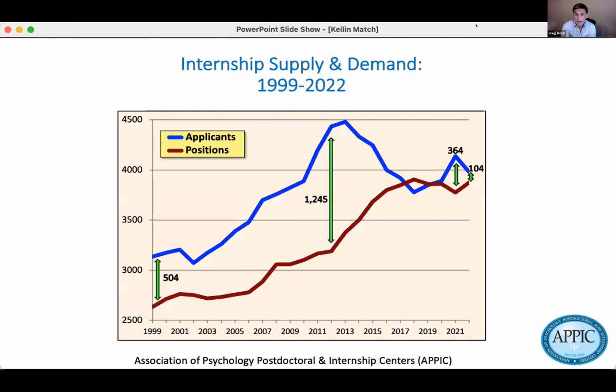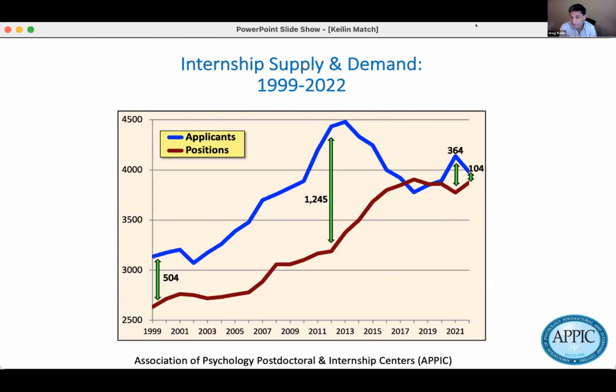Okay, moving on. I want to talk to you just a little bit about supply and demand. I'm sure all of you have heard about this. This graph is a 24-year history, all 24 years of the match. The blue line is the number of applicants that participated each year, and the red line is the number of positions each year. As you can see, we had many, many years of a great shortage of positions. The worst was in 2012. What has happened since then is that that huge gap has been essentially eliminated, and has been for the past 5 or 6 years.